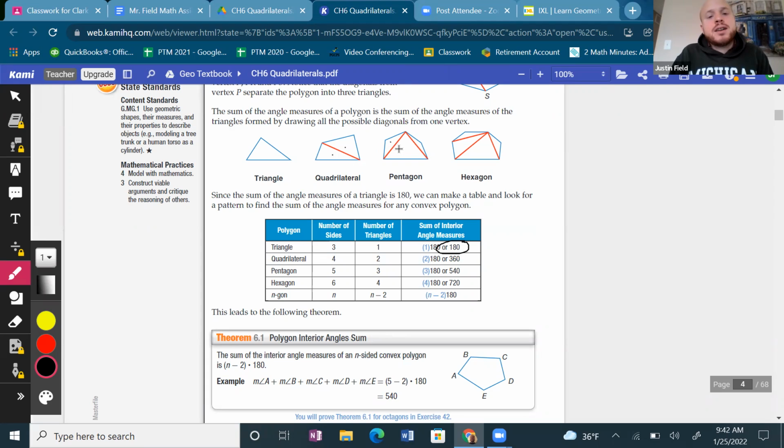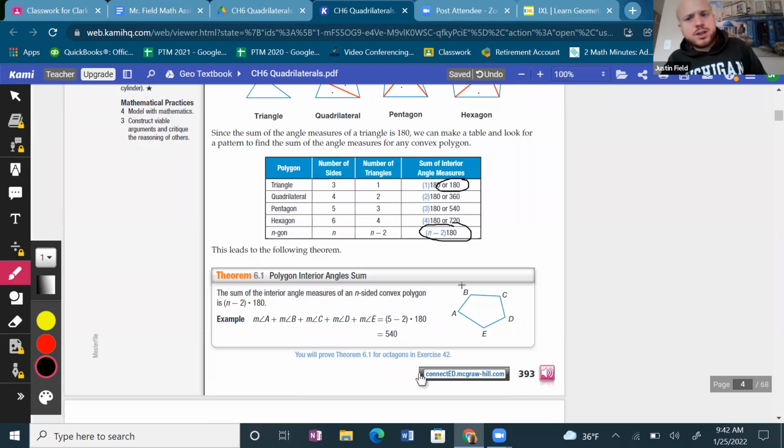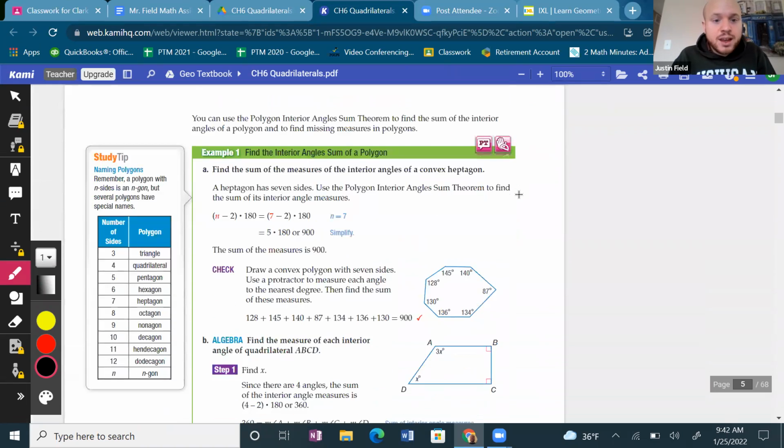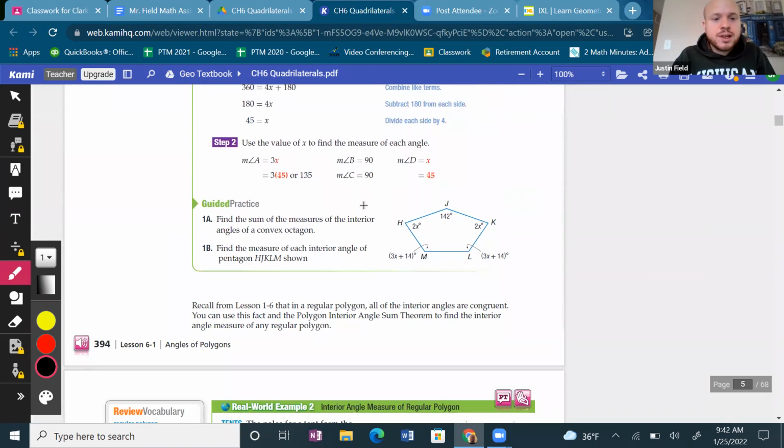And a pentagon, you can create 3 triangles, so that would be 540. Hexagon, 4 triangles, which is 720, you see here. And we end up with our little theorem: 2 less than the total number of sides, times 180, is the interior angle sum of any polygon. Pretty cool.